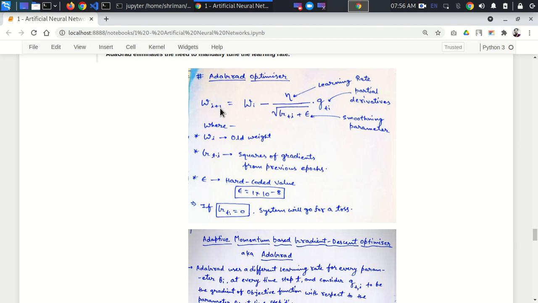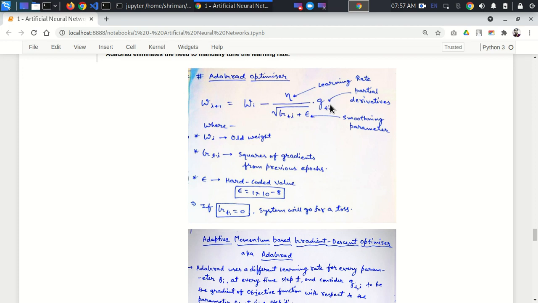So w(i+1), where i is the current or older iteration and i+1 is the newer iteration. The new weight w(i+1) will be the older weight w(i) minus eta upon the square root of G_ti plus epsilon, multiplied by g_ti. Here eta is the learning rate, and g_ti is the partial derivative, the derivative that you are going to calculate.